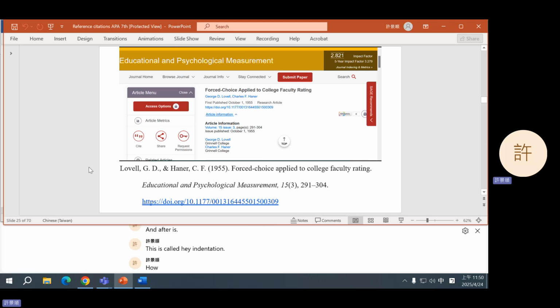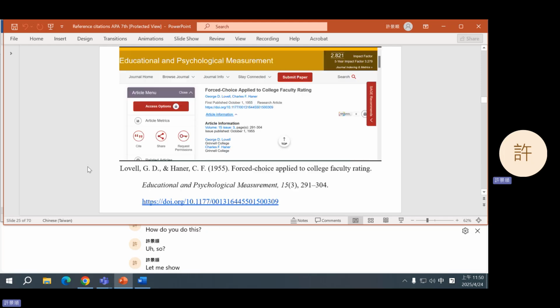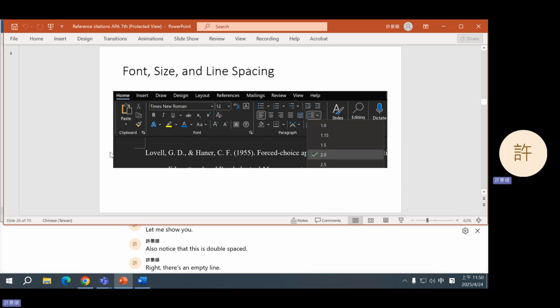How do you do this? So let me show you a few things. You'll also notice that this is double spaced, 2倍行距, right? There's an empty line in the middle. So if you don't know, this is where you adjust the line spacing.